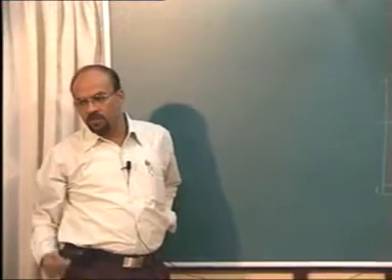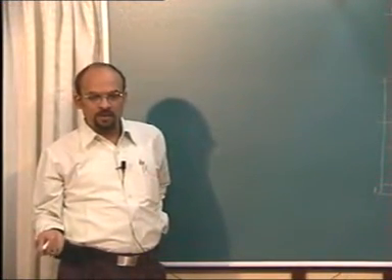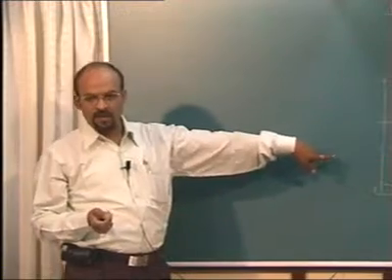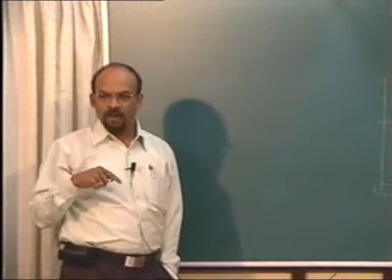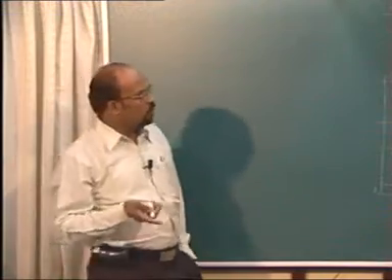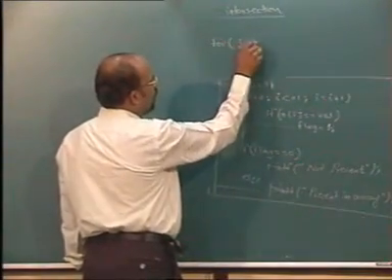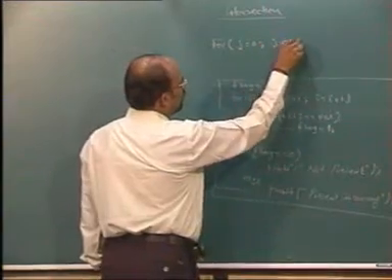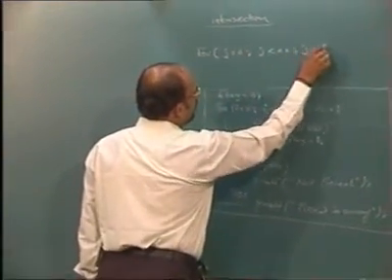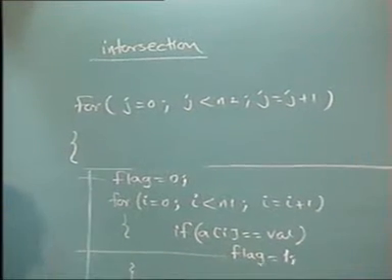then what should I do? Pick up a value from A, check whether it is present in B. Now, I am checking whether it is present in A. So I will pick up a value from B and check whether it is present in A. It will work. Now, what do I do? I say that for every value in array B, do this job.